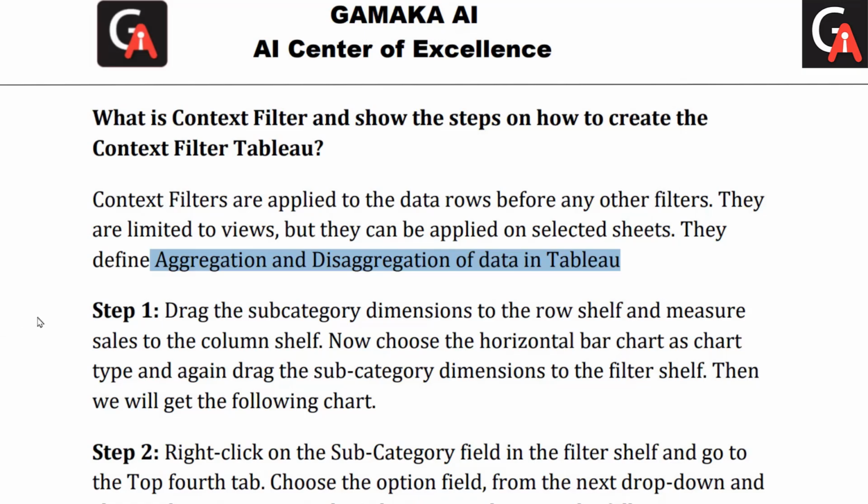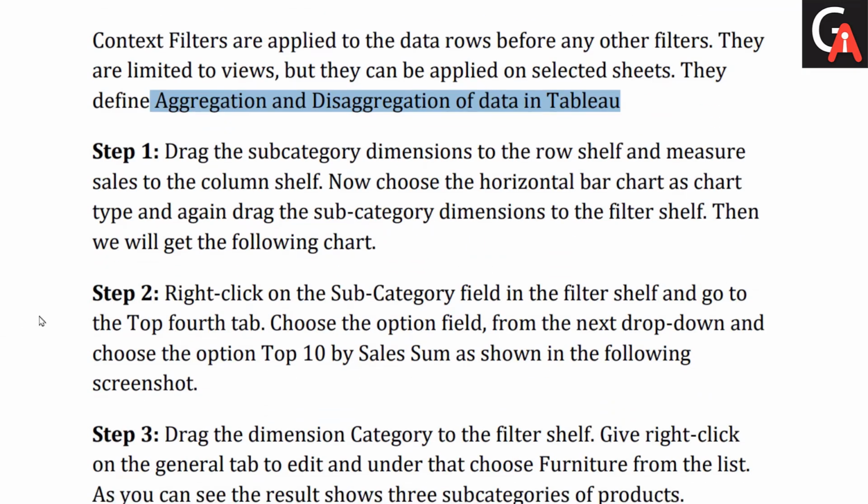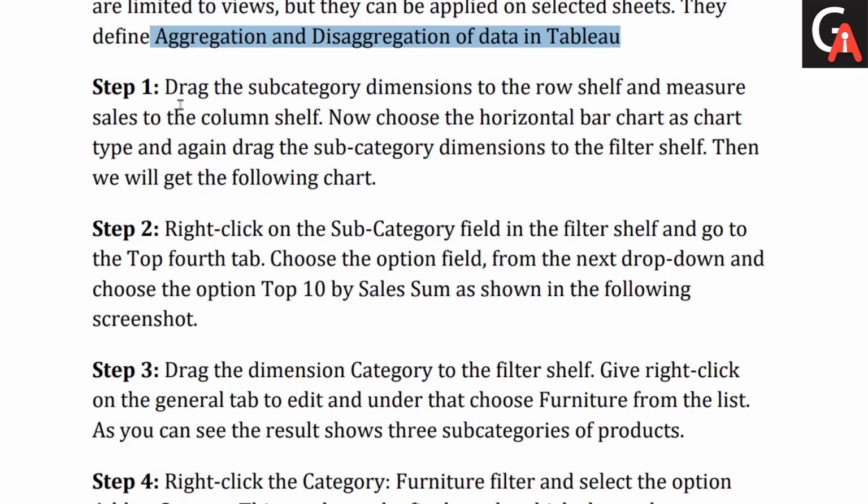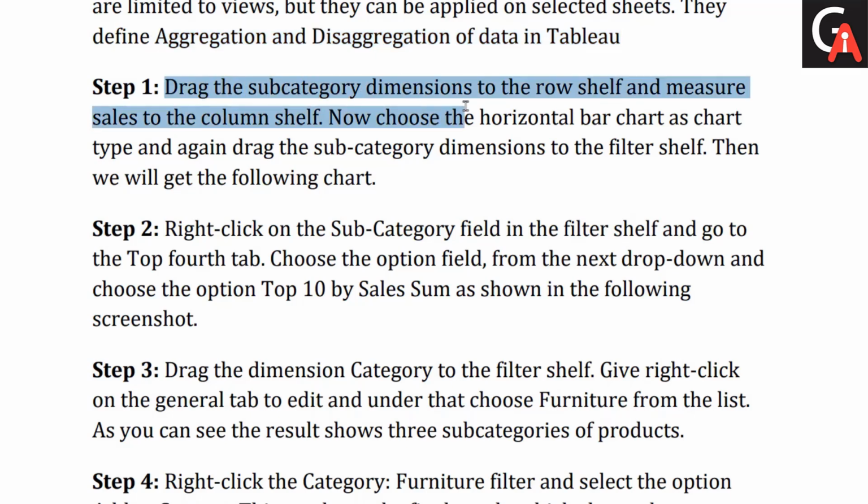So how can I enable the context filter? Step one is to drag the subcategory dimension to the Rows shelf and the measure Sales to the Columns shelf. Now choose the horizontal bar chart as the chart type and again drag the subcategory dimension to the Filters shelf. Then we will get a chart which looks like a horizontal bar chart.